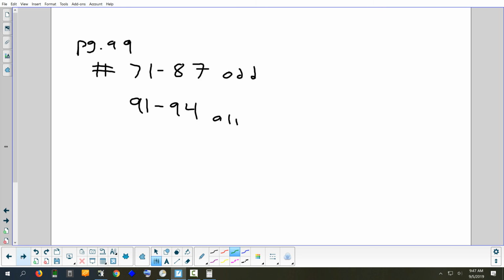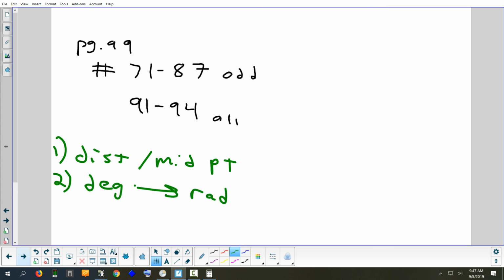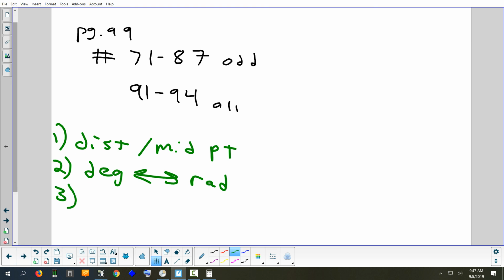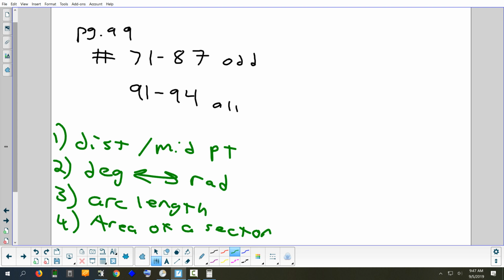Okay. Remember, test tomorrow. Distance formula, midpoint formula. Okay, definitely want to know those. I want to make sure you know how to convert degrees to radians and radians to degrees. And the third we did today, arc length. And the fourth thing is the area of a sector. Those are the topics that are on the test.